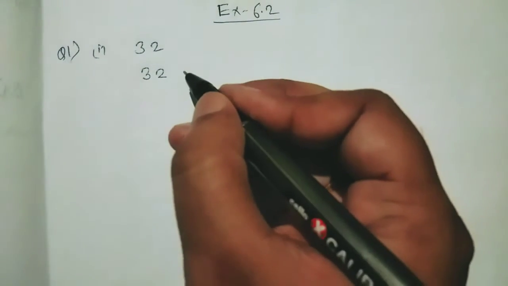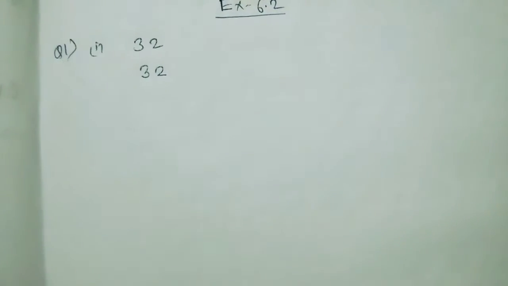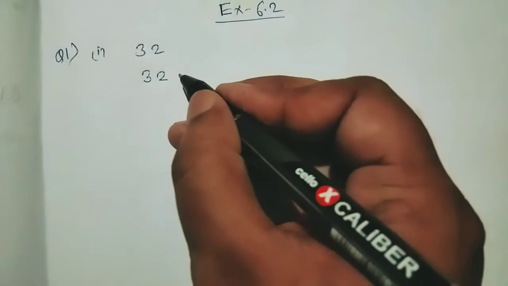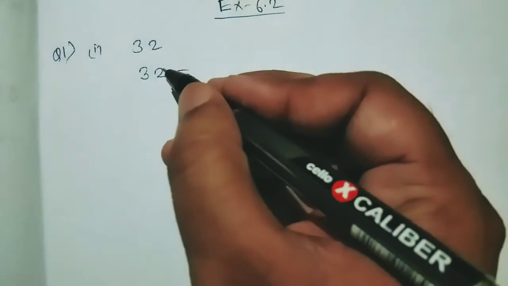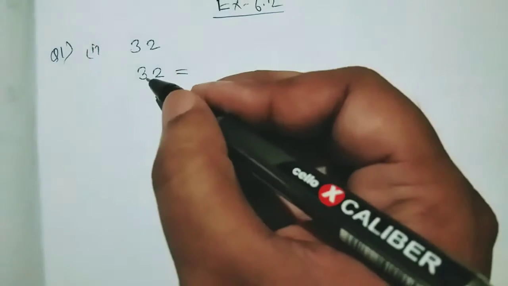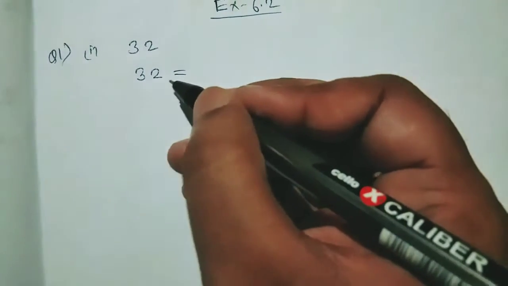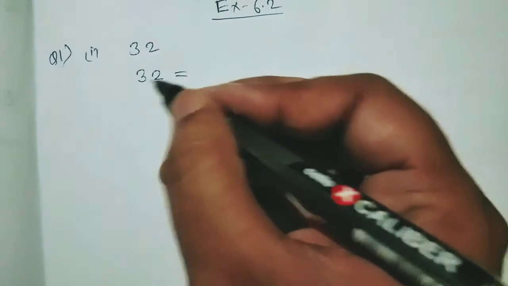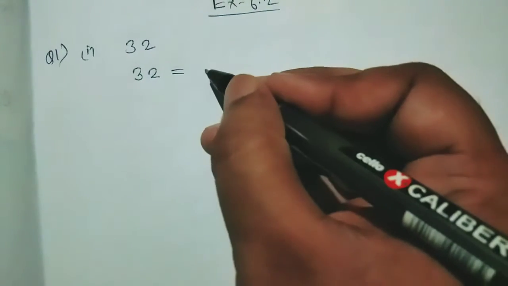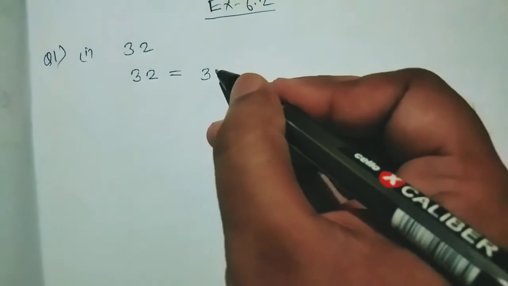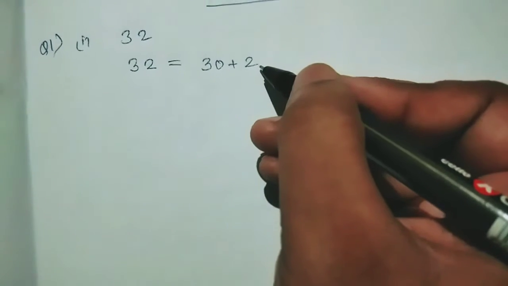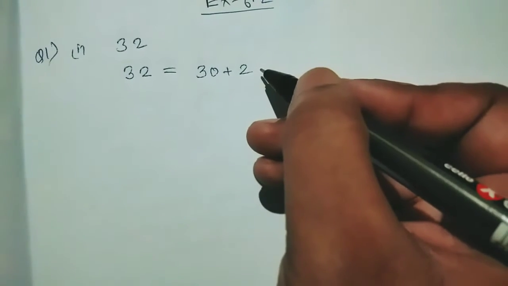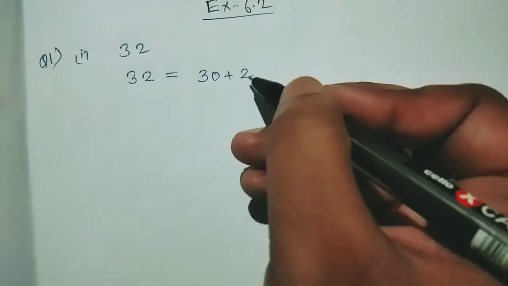First of all, what you have to do? You have to break this number 32 into two numbers in an easy way, that means where you will get 0. In which number will you get 0? When you do 30 plus 2. Then you are getting one 0 number, 30 plus 2, and one single digit number. So in this way you have to break the number in an easy form. So 32 equals 30 plus 2.